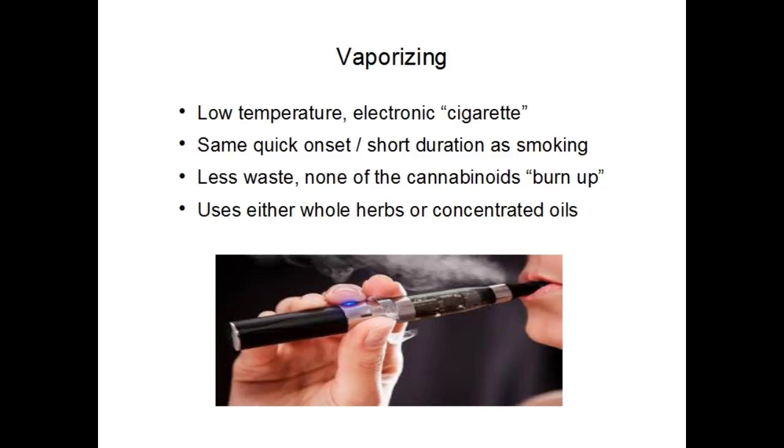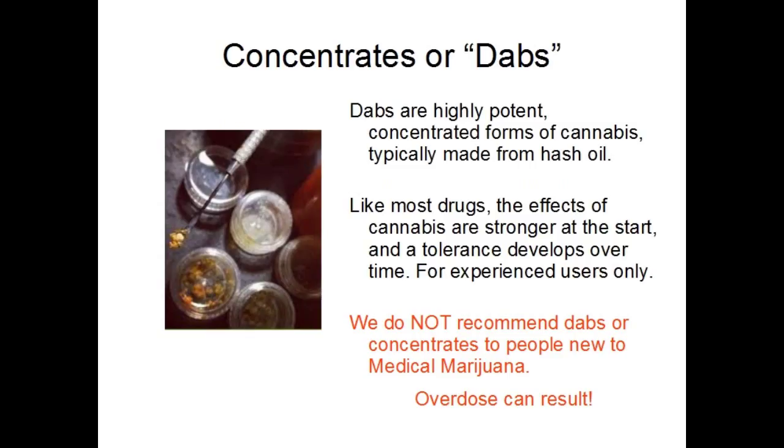Vaporizing uses a low-temperature electronic cigarette. It has the same quick onset and short duration as smoking, but there's less waste, as none of the cannabinoids burn up. It uses either whole herbs or concentrated oils. Dabs are highly potent forms of concentrated cannabis, typically made from hash oil.